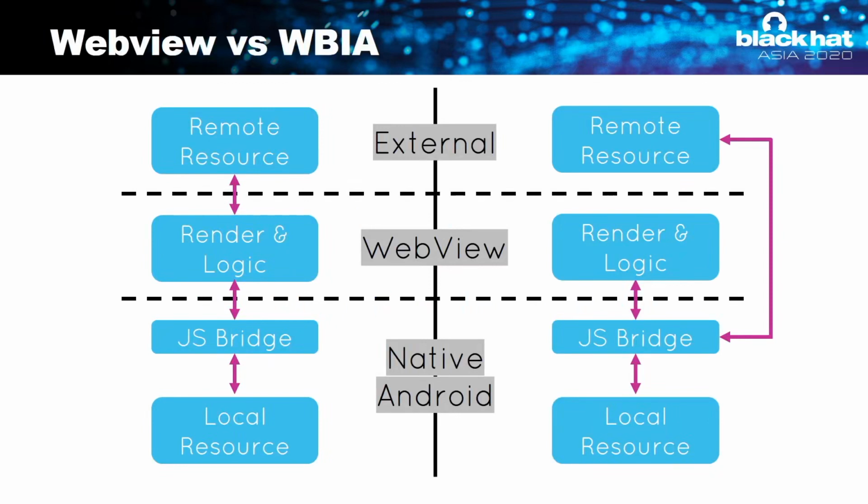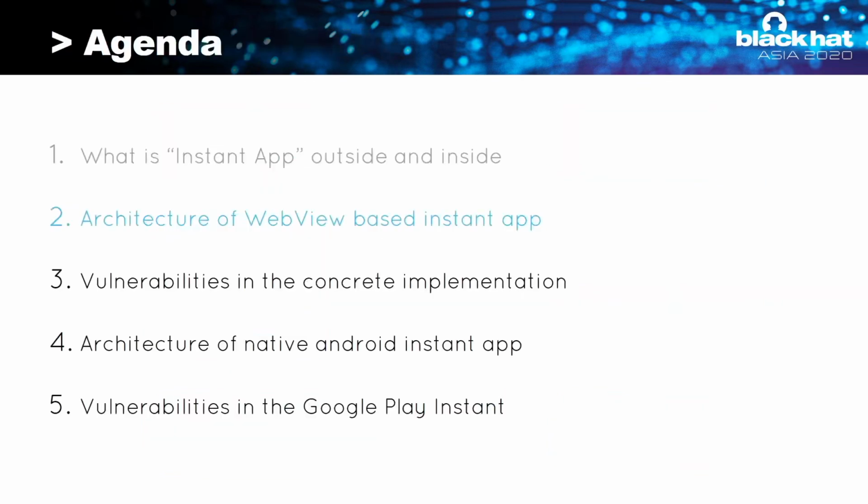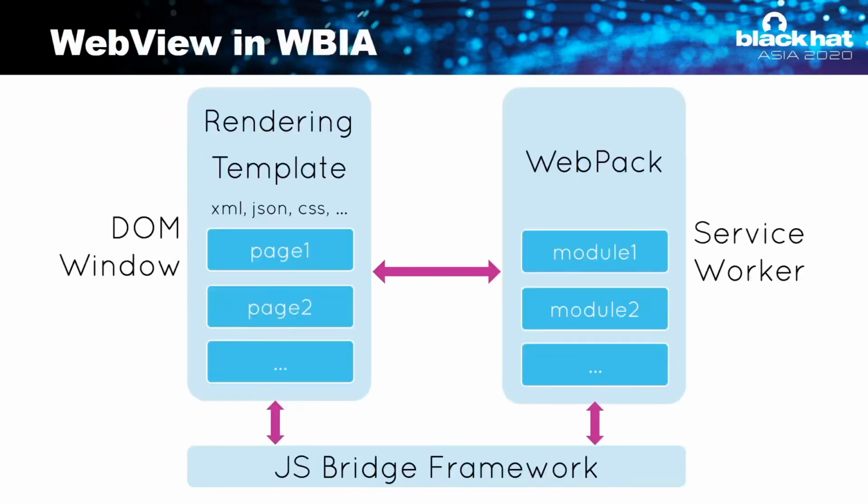The left is a model for the WebView apps. Its rendering and logics are all implemented in WebView, and you can directly access external resources from inside the WebView. On the right is the WebView in an instant app. It's highly isolated. The most different is that it can't get any data or remote resources unless communicated with JSBridge. Next, I will detail the architecture of WBIA. Let's look deeper into the WebView in WBIA.